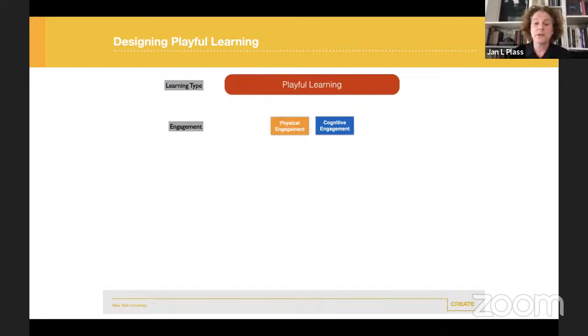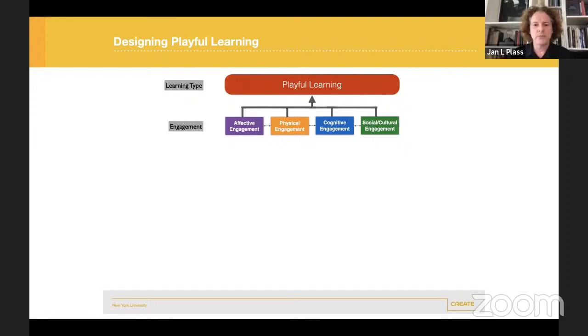But we also have physical engagement. Imagine a Kinect game or any other game where you have to move. We have social cultural engagement. And of course, we have affective engagement. And so what is really interesting to us is to think about how each of these different types of engagement can be used to achieve the learning outcomes that any particular game intends to have.